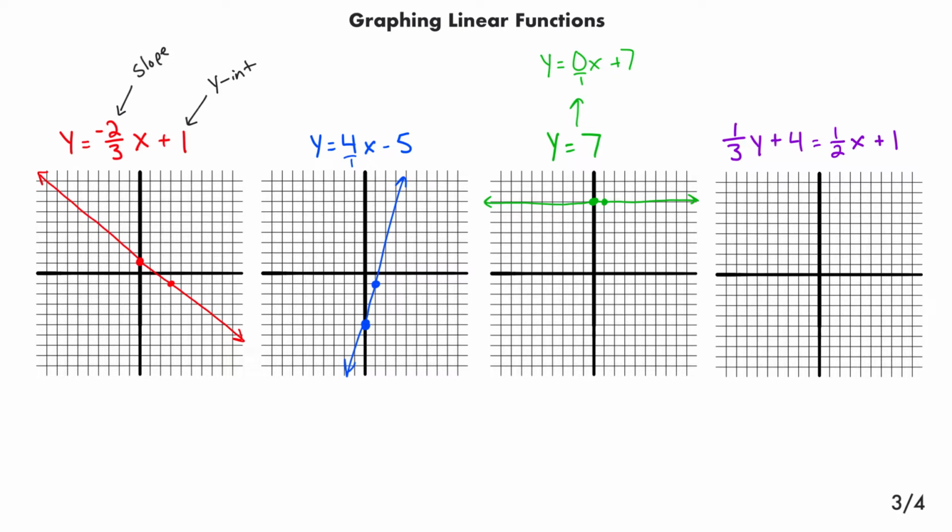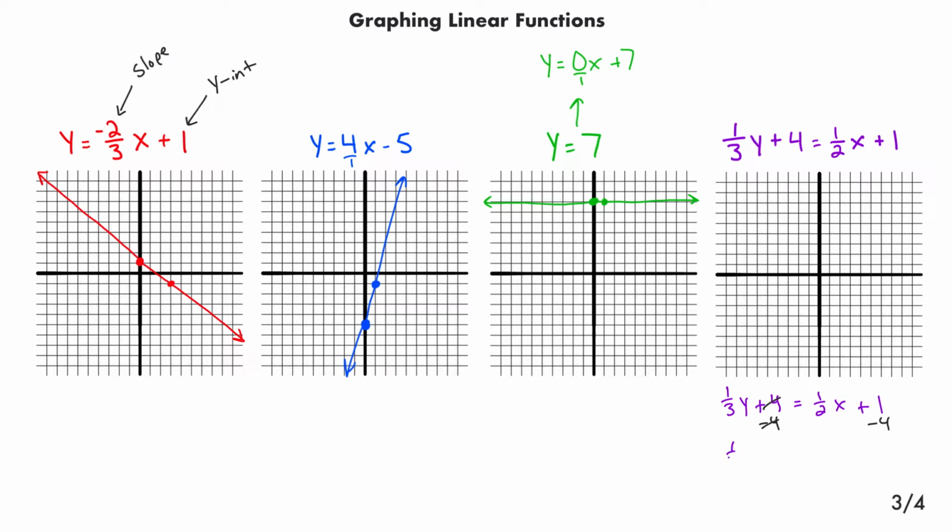The purple problem is the curveball because I can't graph it right now. It's not in slope-intercept form or point-slope form, so I've got to convert it into one of those two formats. So the first thing I'm going to do, besides rewriting it, is try and solve for y. I want to get that y by itself, so I'm going to subtract the 4 from both sides.